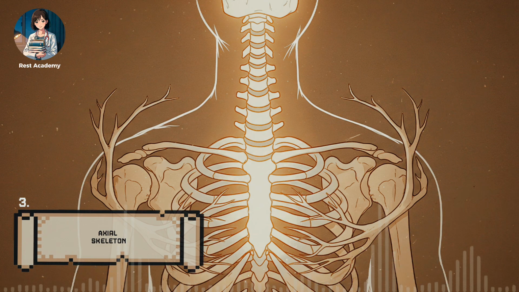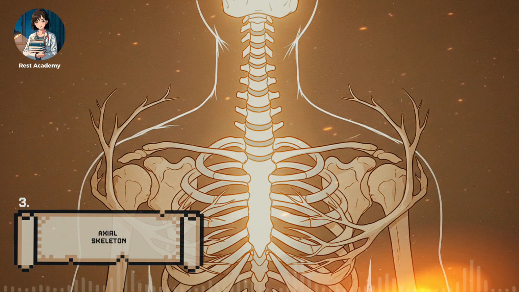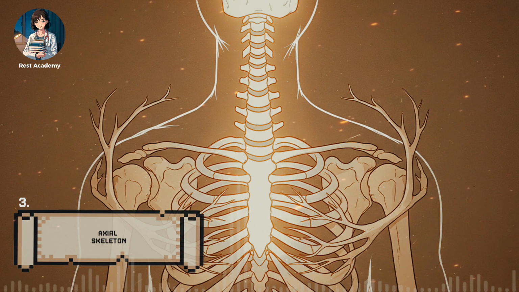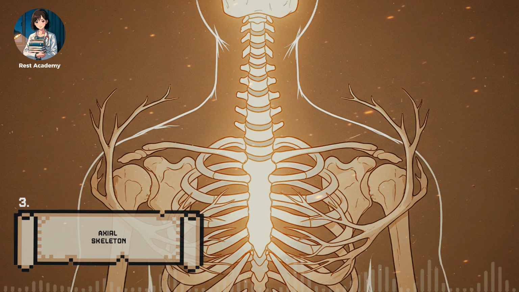Think of a tower with repeated floors and strategic arches. The skull forms the roof and walls of the superior chamber. The vertebral column is the tower's stacked core with interlevel cushions. The sternum and ribs form a flexible ring, the thoracic cage, that braces the column and houses the heart and lungs. The hyoid, a U-shaped bone in the neck that does not articulate directly with other bones, hangs by ligaments and muscles to anchor swallowing and speech. Each piece is shaped for its load and neighbor.